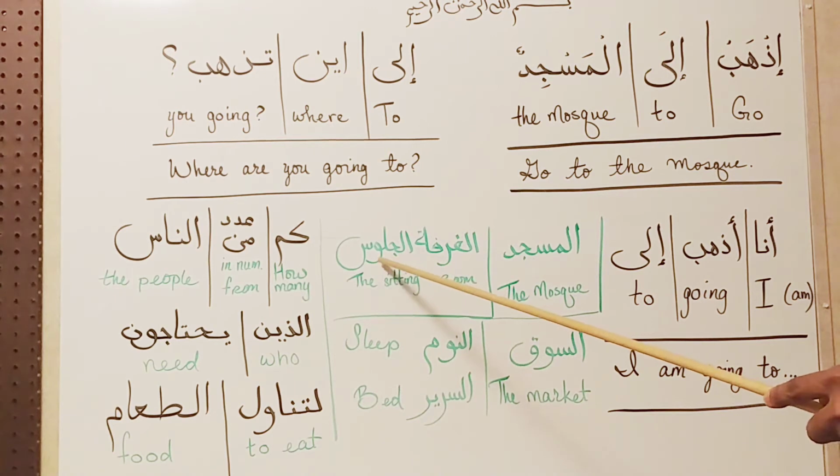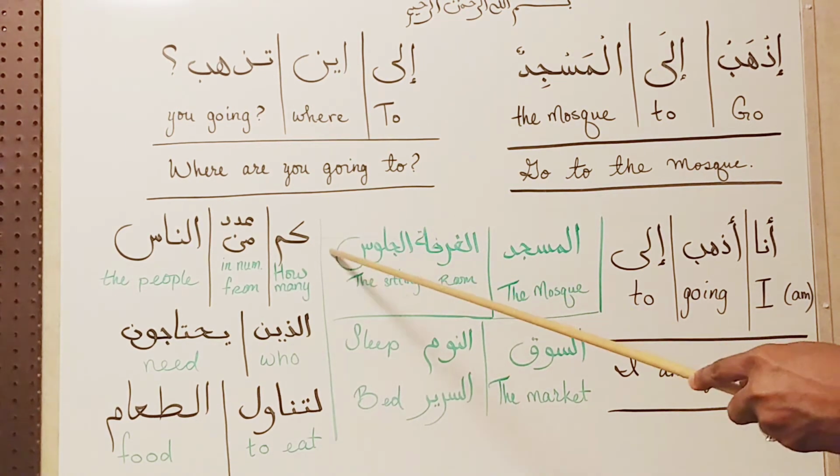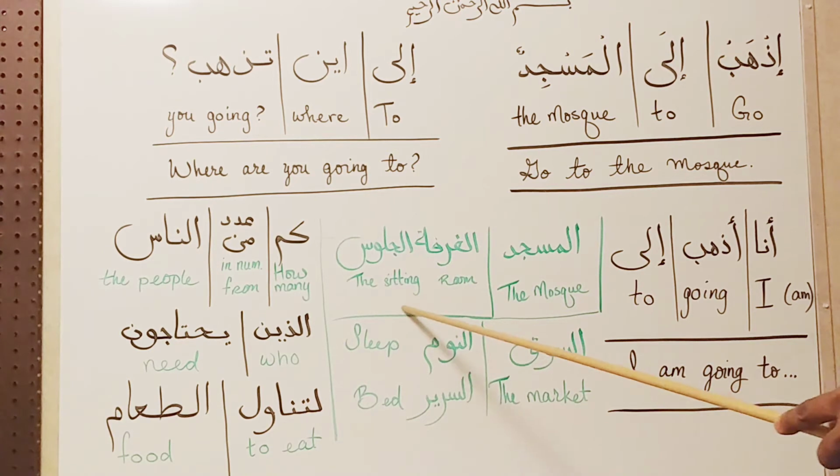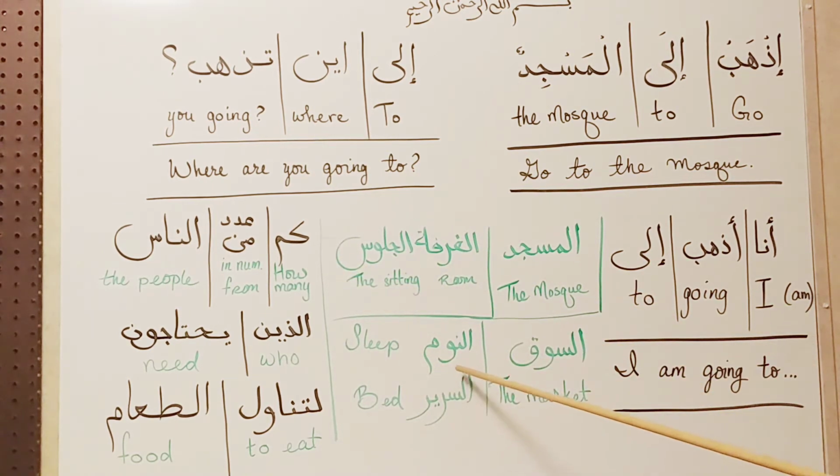Or you can change this word right here, الجلوس. الجلوس means the sitting. You can change it to النوم. I am going to the room where you sleep. So أنا أذهب إلى غرفة النوم. I am going to the room to sleep. Or I'm going into the bedroom is أنا أذهب إلى غرفة السرير.